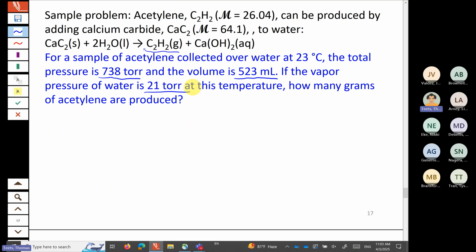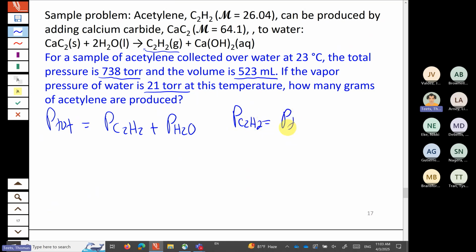There are going to be a few steps to doing this, but as we already said, this involves Dalton's law, because we have to recognize that in an experiment like this, the total pressure of the gas we collect, which is given here as 738 torr, is a sum of the pressure of the gas we're collecting, which is C2H2 in this case, plus the water vapor pressure above the surface of the liquid. So this 738 torr is really the sum of those two things, which means if we want the partial pressure of C2H2, the product gas that we're collecting, we need to subtract the water vapor pressure from the total pressure.